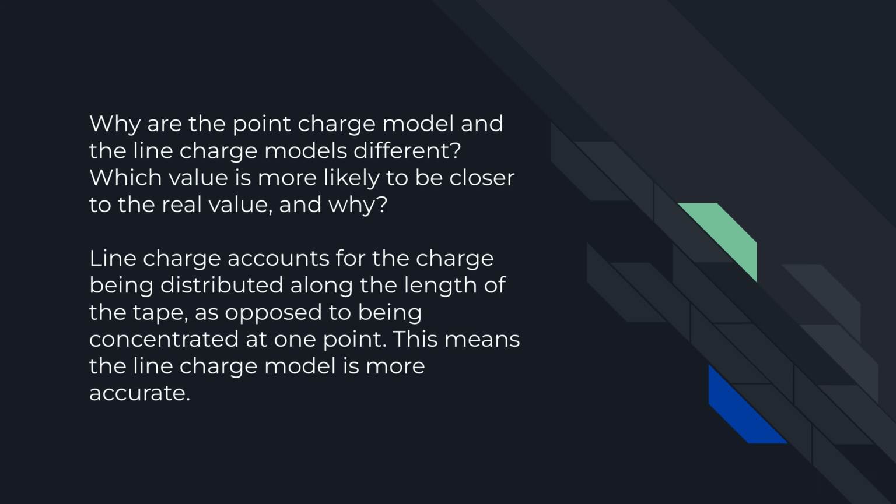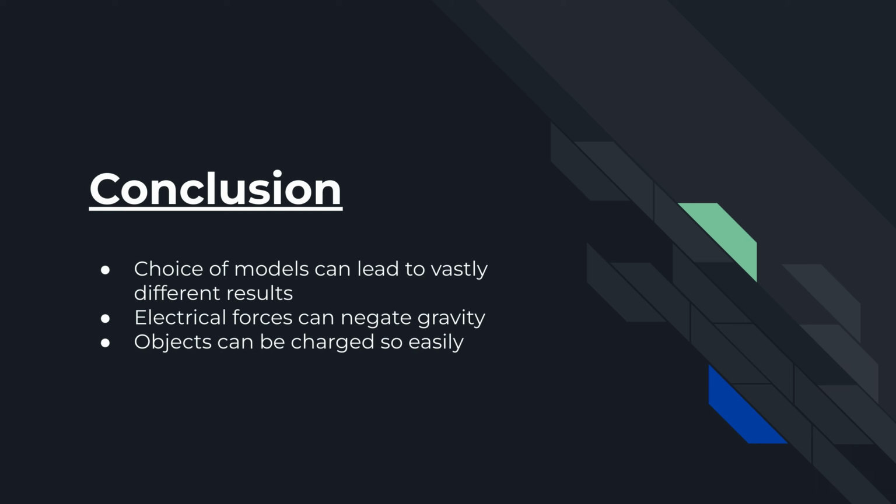And these two models are different because the line charge accounts for the charge being distributed along the length of the tape as opposed to being concentrated at one point, which definitely means the line charge model is more accurate. So overall, the choice of models can lead to vastly different results, as we saw that there's a big difference between the two different models. Electric forces can negate gravity, which is pretty cool to think about, and also objects can be charged very easily.